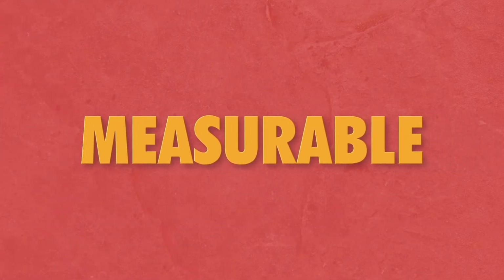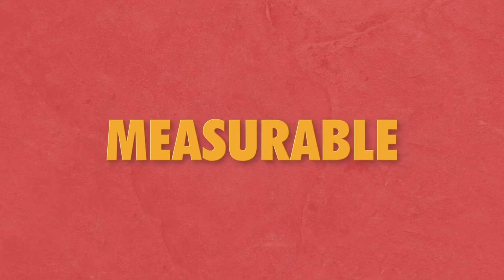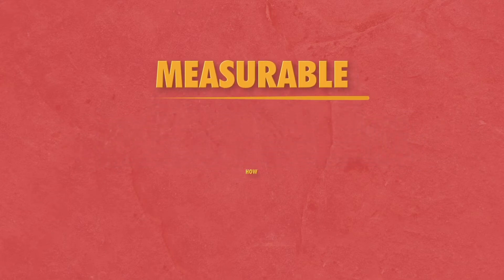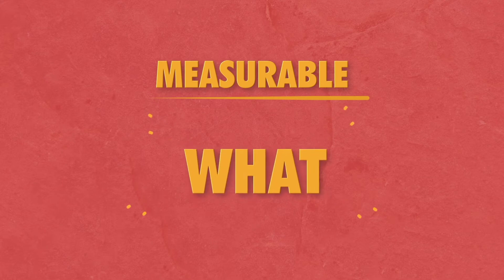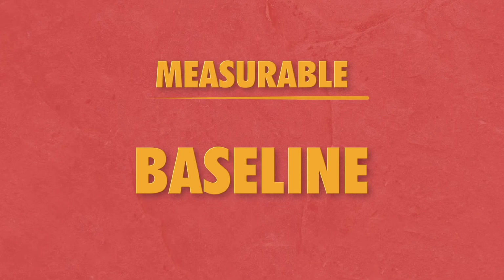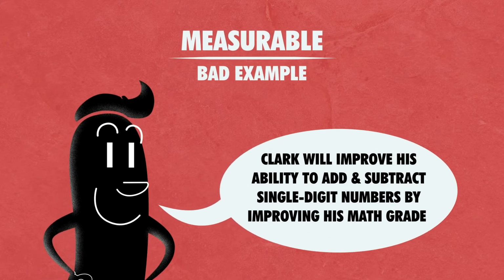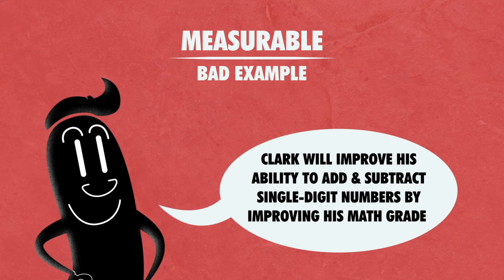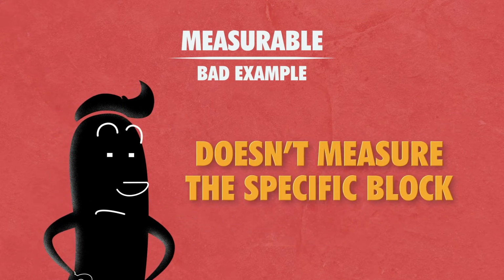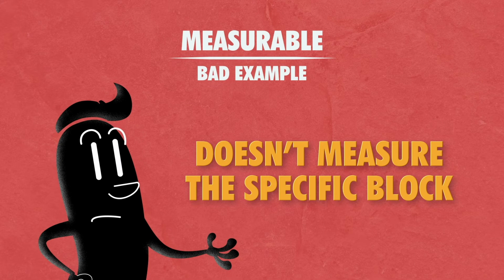Next up is measurable, meaning the student's skill and progress toward completing the goal is able to be objectively scored. In addition to how, the goal should specify what is being measured and the baseline measurement for where the student is right now. Clark will improve his ability to add and subtract single-digit numbers by improving his math grade. This doesn't measure the specific building block we are trying to improve. It also doesn't include a baseline for Clark.